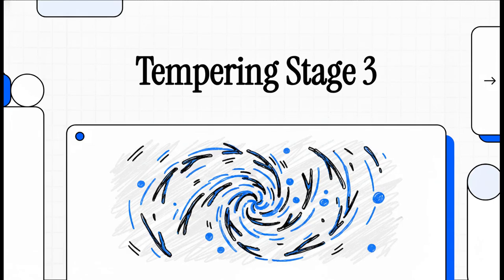Today we're zeroing in on a very specific goal. We are going to completely master the formation of Troostite. Now, if you're gearing up for those metallurgy certification exams, whether you're aiming for a technician, industrial engineer, or master craftsman, you know that understanding these tempering stages is absolutely non-negotiable.